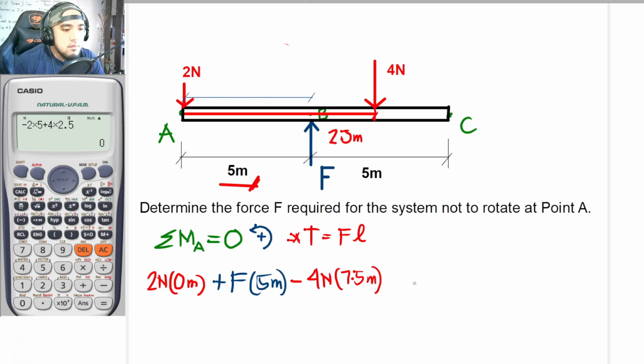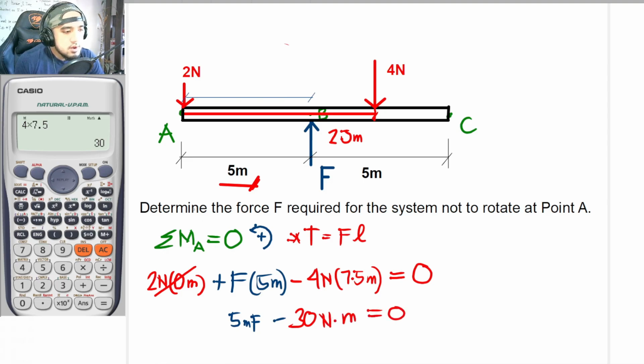So there are no more forces. So I would now be equating this to 0. So simplifying this equation, this would just simply cancel out. And F times 5 meters, so this would now be equal to 5 meters F minus 4 times 7.5. So looking at the calculator to your left, 4 times 7.5 is now equal to 30. So 30 Newton meter. So this is now to be equal to 0.